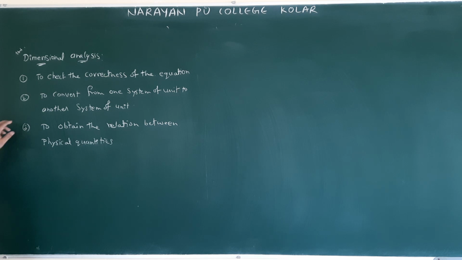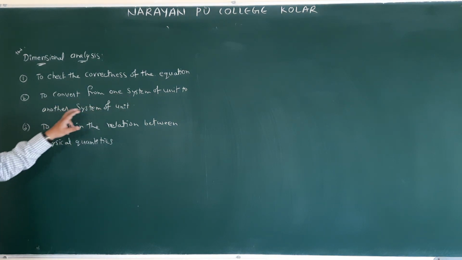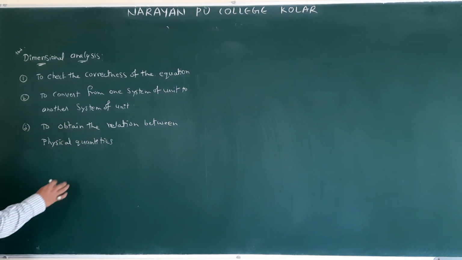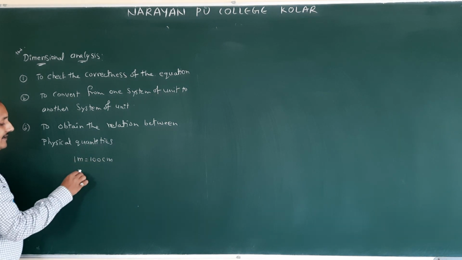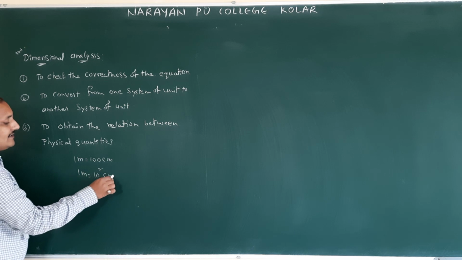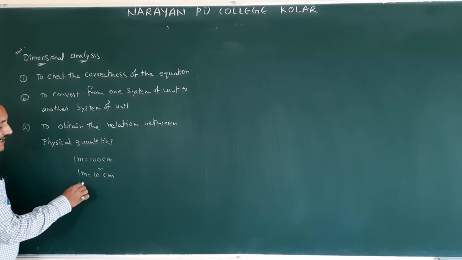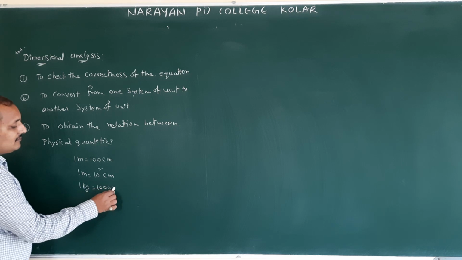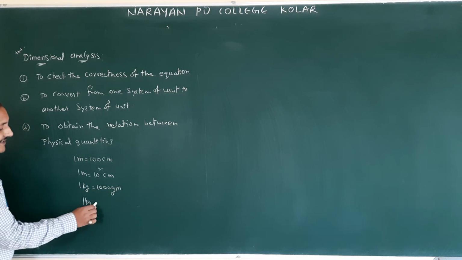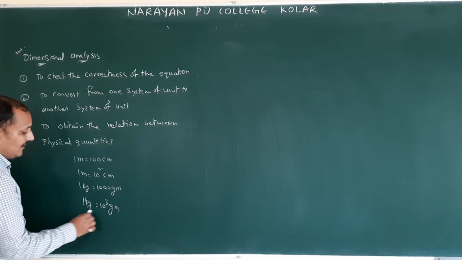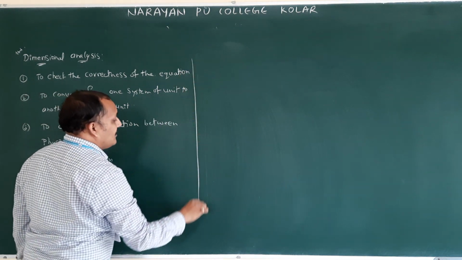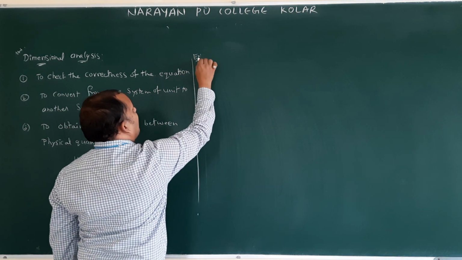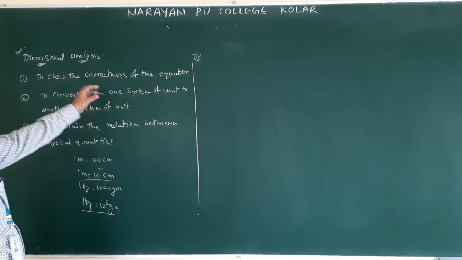So our next thing is to convert from one system of unit to another system of unit. This is the second application of dimensional analysis. One system to another system, for example 1 meter is equal to 100 centimeters, that is 10 square centimeters. Like that, 1 kg is equal to 1000 grams, that is 10 cube grams. Just we should give one example, so I am going to take one example for you.